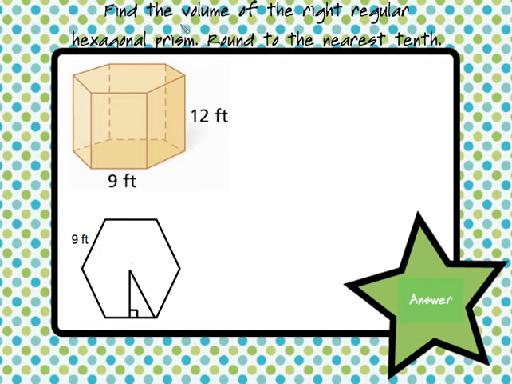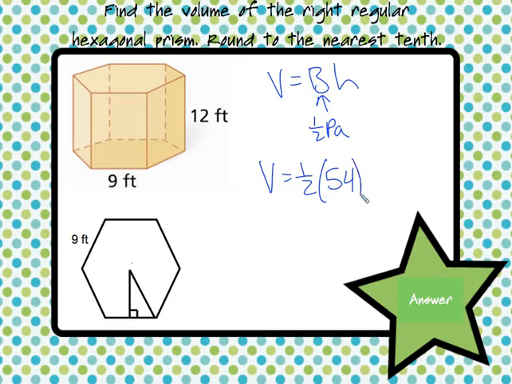Okay, this one's tricky. So volume equals capital BH, where capital B is area of a hexagon, so it's 1/2 perimeter times apothem. So let's just go ahead and do 1/2. The perimeter of our hexagon would be 9 times 6, which is 54. I'm going to leave this blank for the apothem and come back. And then it says the height of the prism, which is 12.